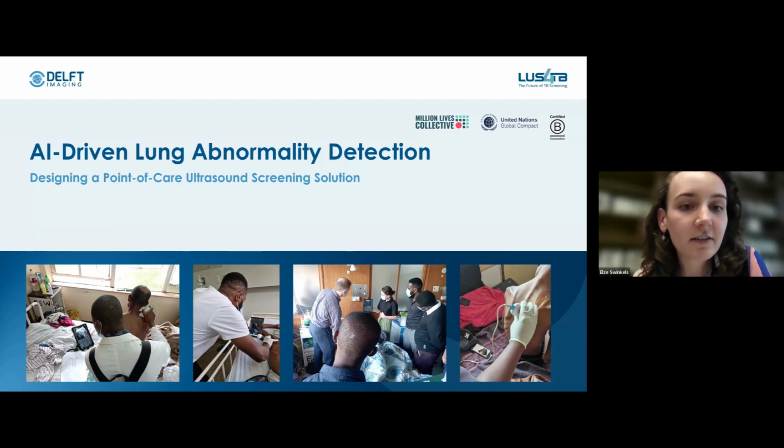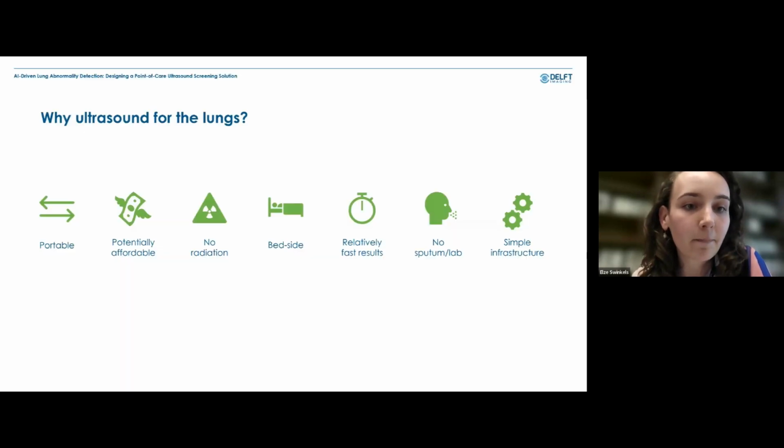Could you please go to the next slide? The first one is that ultrasound is highly portable. So even if chest X-ray is already portable, ultrasound, we use a handheld device, so it's even more portable. It is potentially affordable. It does not use any radiation. It could be performed at the bedside, so really next to someone at the bed. It could potentially give fast results. And you do not need sputum or any lab infrastructure.